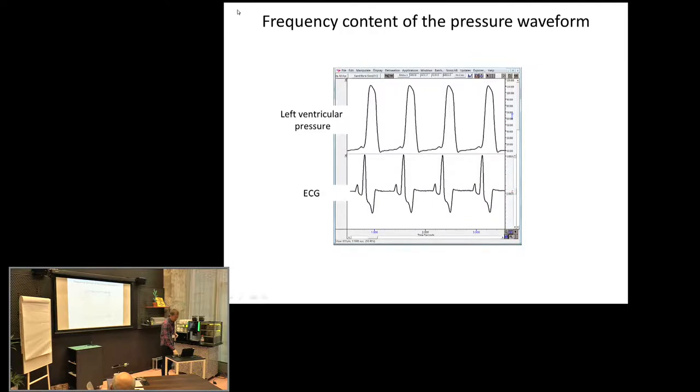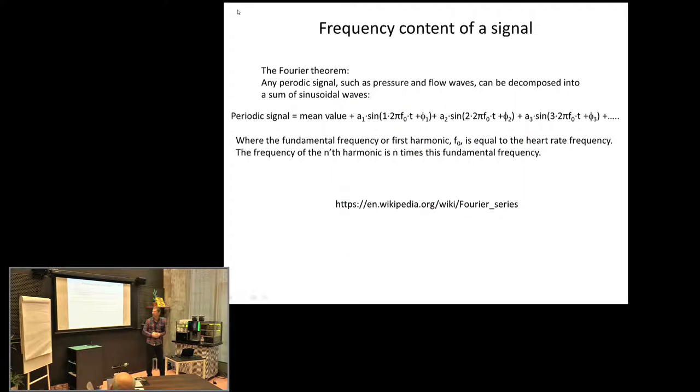Just a reminder, for those who may not be engineers here, this is the famous Fourier theorem, which states that any periodic signal can be decomposed into a sum of pure sine waves. The first sine wave has the base frequency, or the first harmonic, which in this case is the frequency of the heart rate. The second sine wave has double that frequency, and the third has three times, and so on until infinity. But in practice, you don't have to add an infinite number of sine waves. There's a certain limit to the sine waves you have to add, and what's the highest frequency? It's the frequency content.